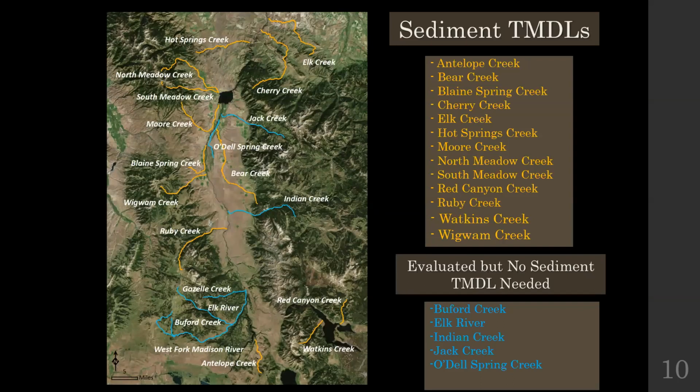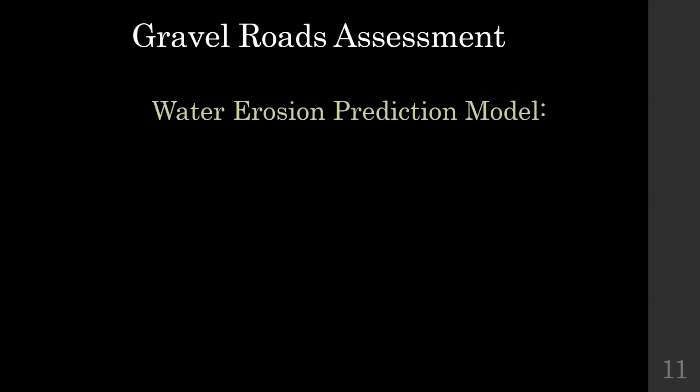Some of the streams that were not impaired for sediment were impaired for habitat or streamside vegetation alteration, but we don't develop TMDLs for those. Many of those impairments can be addressed, however, by basically the same types of improvements that you would do to meet the sediment TMDL. So now I'm just going to go over how we did these different assessments.